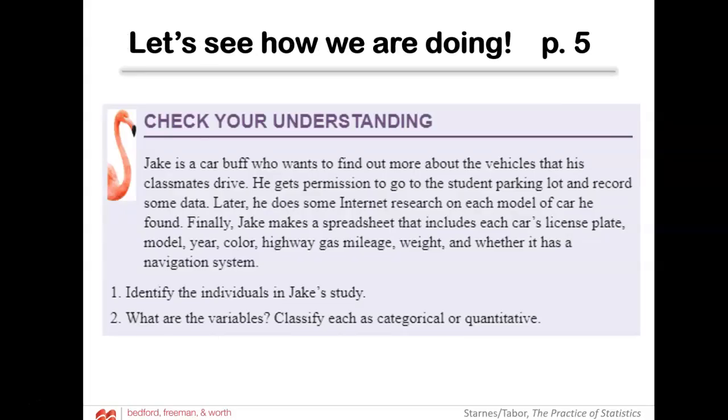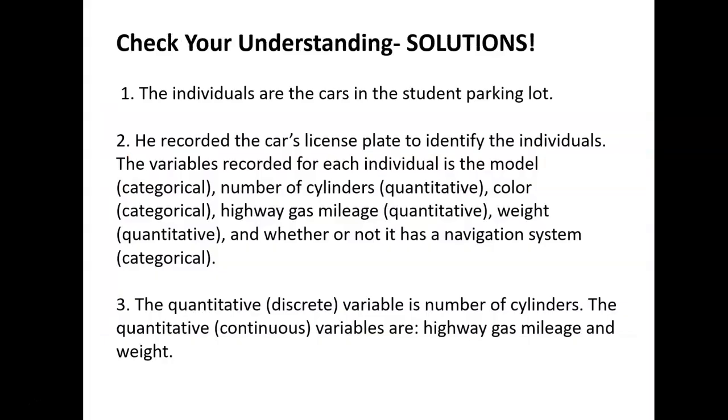So the second question, and they want us to do quite a bit of work here, so we got to look carefully. What are the variables? And then we have to classify them whether they are categorical or quantitative. So the variables were things that were different from car to car. So it was the model, which is categorical. The number of cylinders is quantitative. Discrete, by the way. The color is categorical. The highway gas mileage is quantitative.